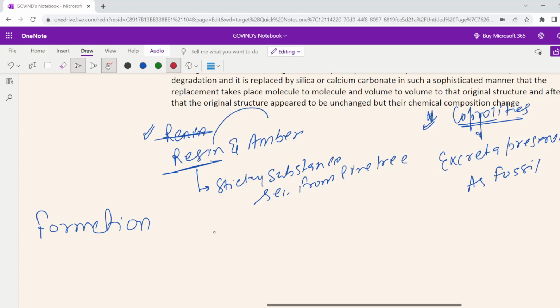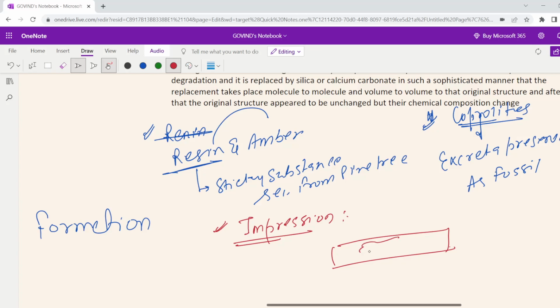We can also get the impression. Let's say if an organism dies on a soft matter, let's say on a soft clay, let's say this is an organism, but definitely the organic matter decomposes with time, and the organic matter is basically what happened.